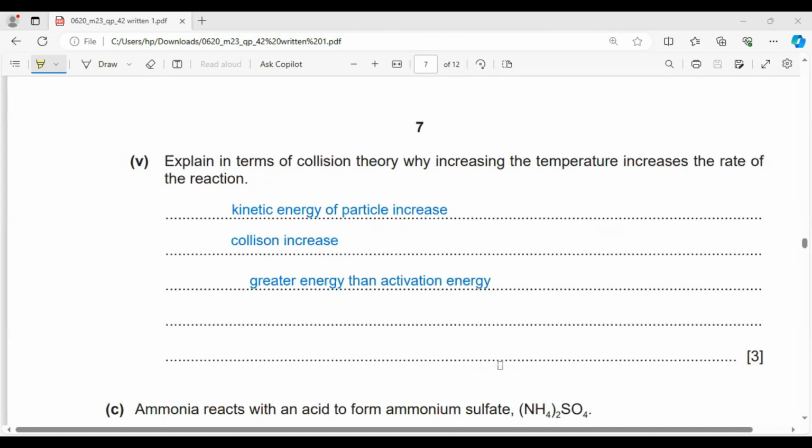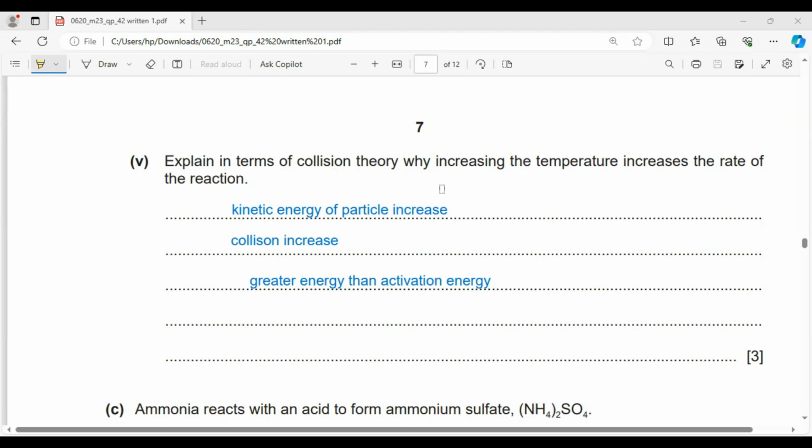Explain in terms of collision theory why increasing the temperature increases the rate of reaction. Here they have clearly mentioned that you have to write in terms of collision theory. So no need to write in terms of equilibrium or whether the yield will increase or decrease. You have to write in the form of collision theory.